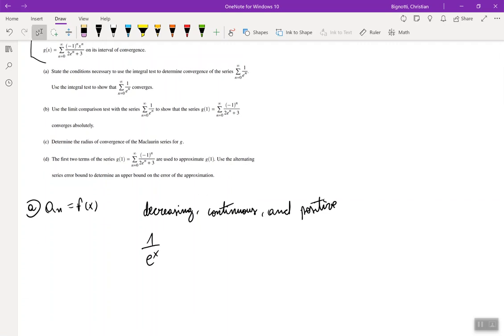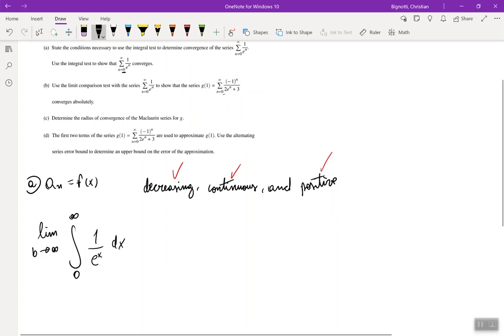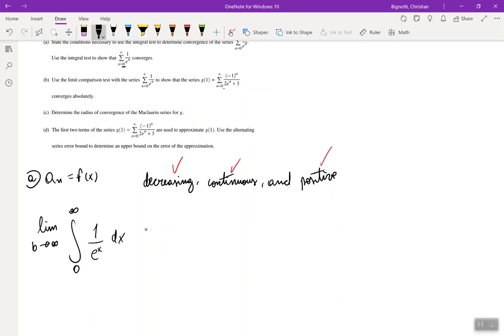whole fraction decreases. So it's continuous because it never undefines itself, and it is always positive no matter the value of x. So we can do the integral test, and the integral test says that we do the limit as the upper bound b approaches infinity. We start at 0 because that is where the series starts, of 1 over e to the x dx. So now we have to just solve this.